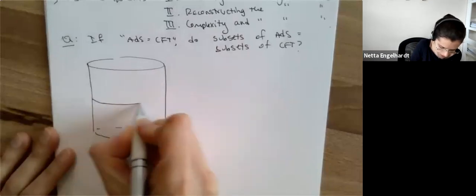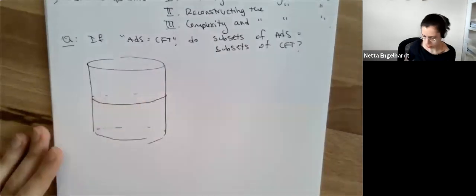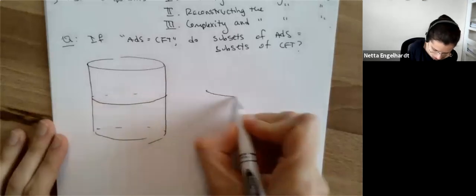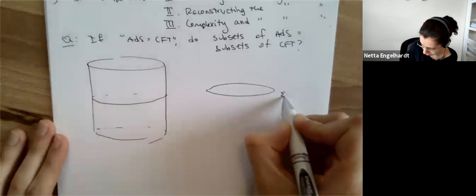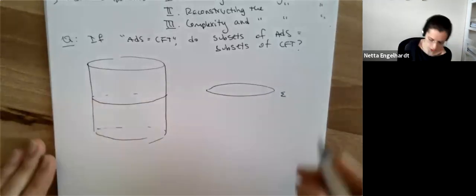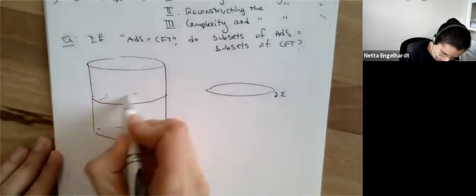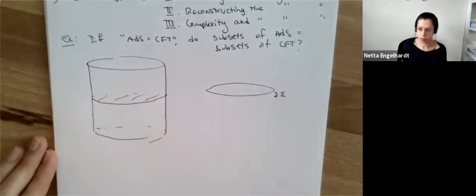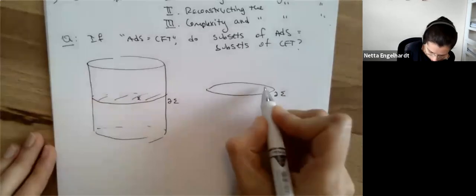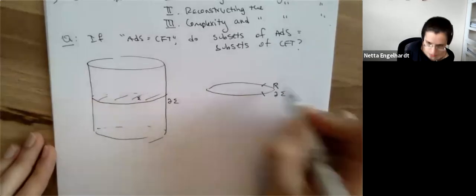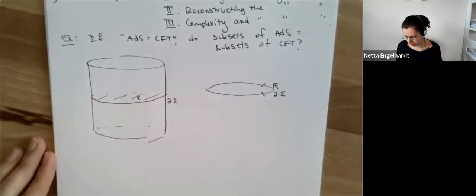We have some Cauchy slice. So let me draw it over here. It's a Cauchy slice of the asymptotic boundary. You can call it sigma, or you can call it partial sigma if you want to think of sigma as the Cauchy slice in the bulk. And we can consider a subregion R on this Cauchy slice.